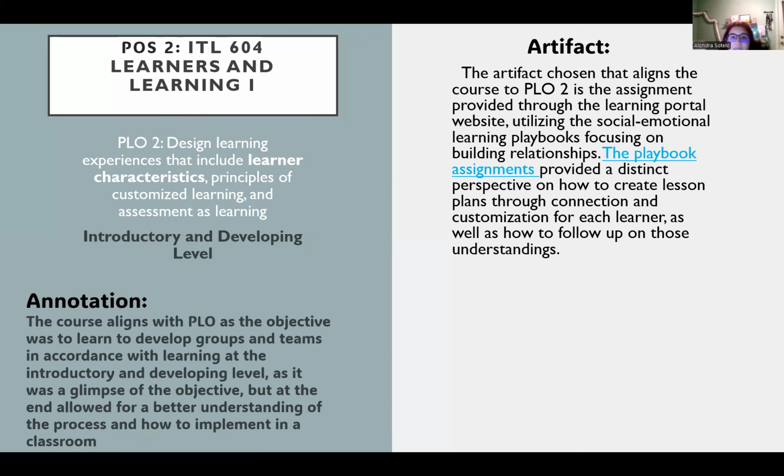The artifact chosen that aligns the course is through Learning Portal website, utilizing the social emotional learning playbooks, focusing on building relationships. So again, these are different relationships to understand the backgrounds of the students and being able to understand their different characteristics and developing groups that actually allow for these students to learn better, or even being able to customize that lesson plan for those students or the different learning experiences through the connection and customization, as well as how to follow up on these understandings.